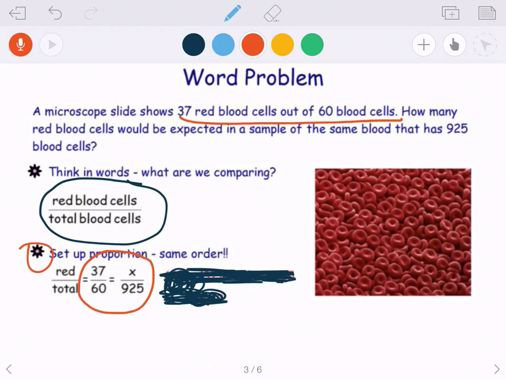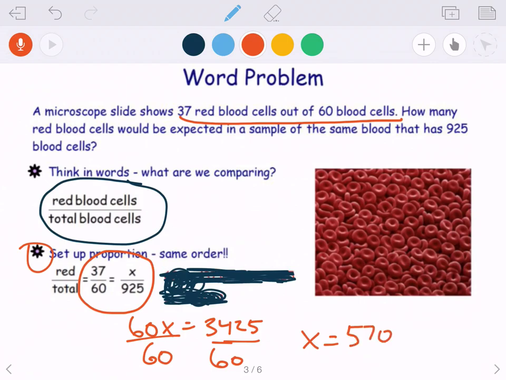Just like we've been doing, we're going to cross multiply. So 60x equals 925 times 37, which is 34,225. And then divide both sides by 60 to get x by itself. And we're going to get x equals 570.42.